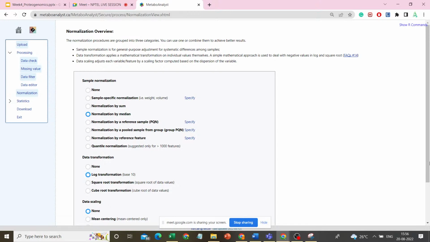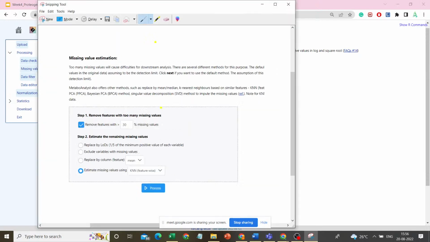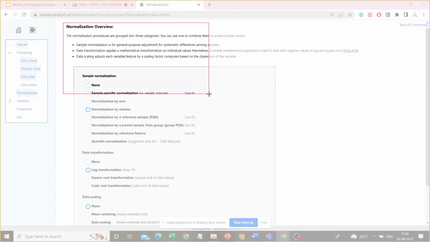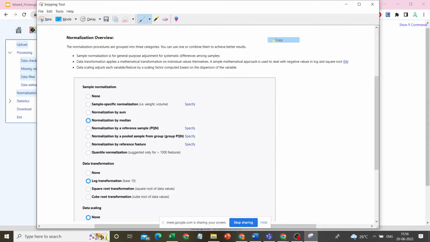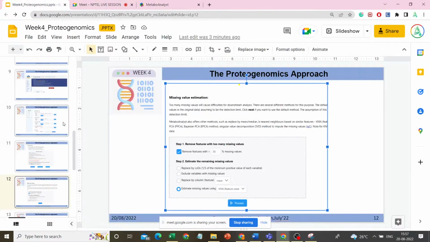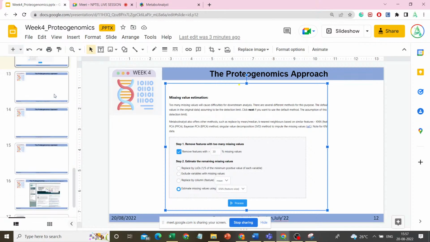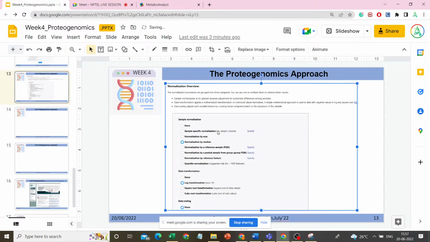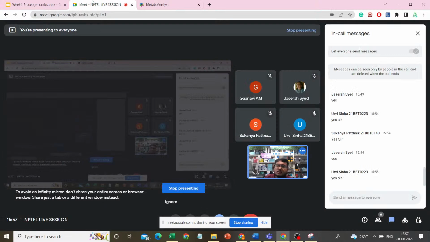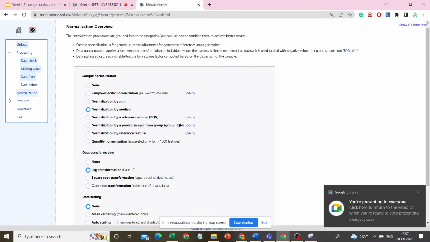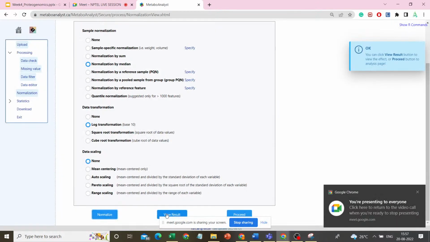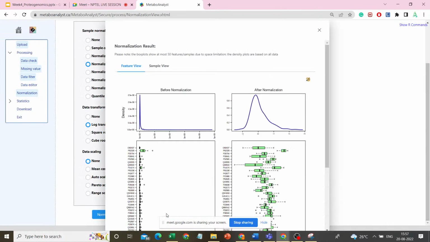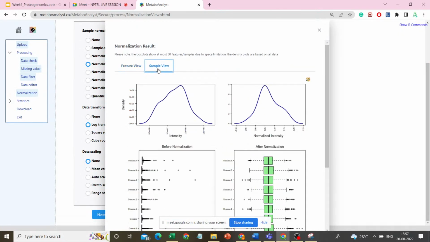So now we will process it, we will normalize it. Now we will go and check the view result. So we will go to sample view and check.